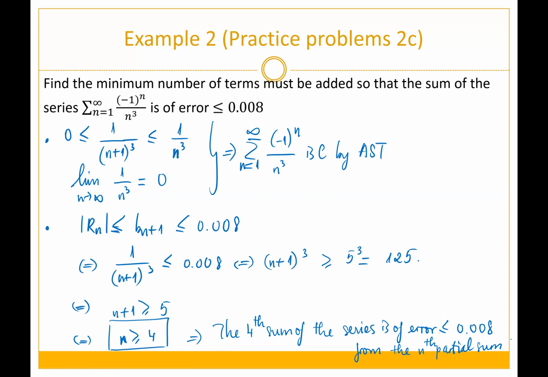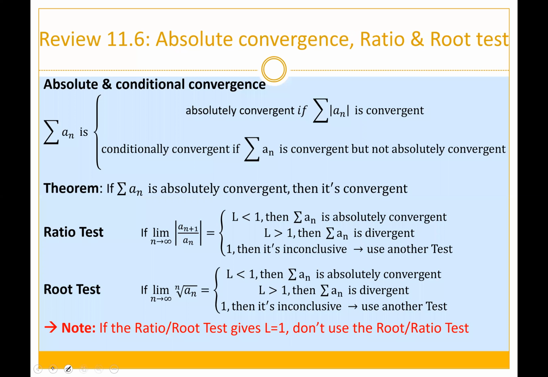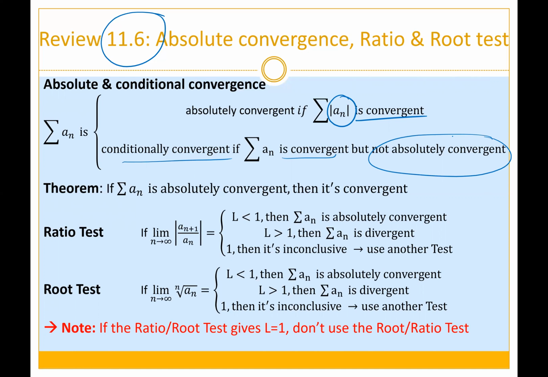So just two steps, and it's very basic for this section. So we're going to go to 11.6, absolute convergence, ratio and root test. So absolute convergence says a series is absolutely convergent if the series of its absolute values is convergent, and it's conditionally convergent if the series is convergent but not absolutely convergent. And you're going to see this is where we're going to use the alternating series test.